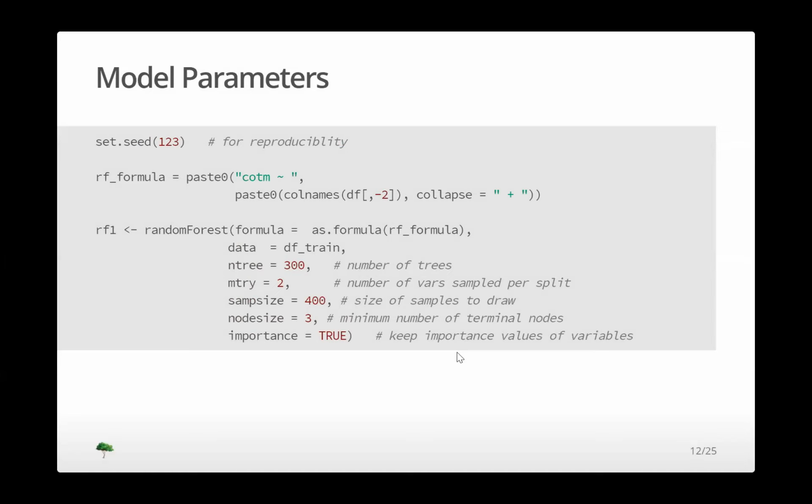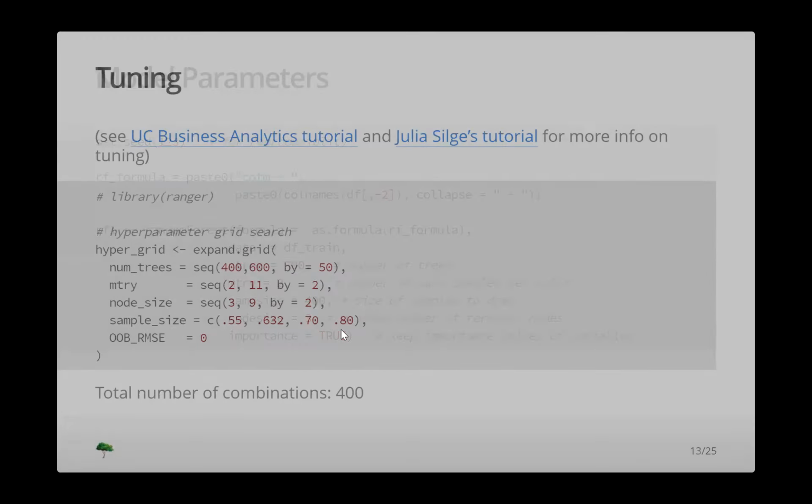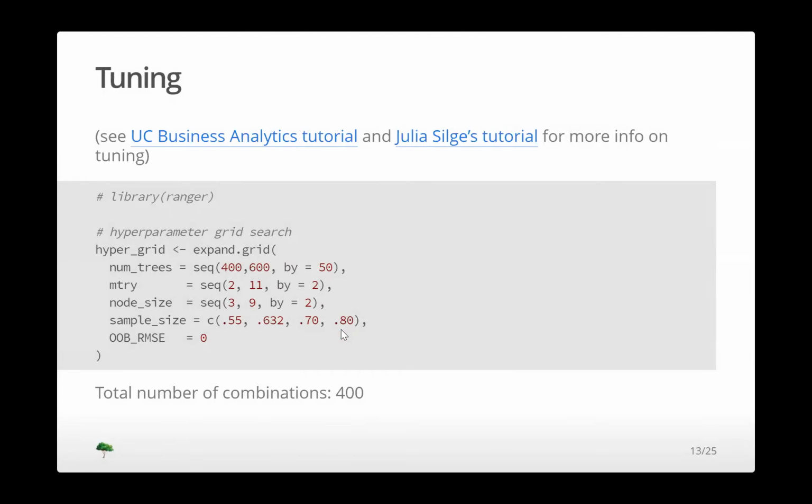So these are parameters that I can give it, but how do I know what values to give it? Well, I can use some tuning approaches, and there are many different ways to tune random forest algorithms. Here's one example using Ranger. With Ranger, you can do a hyperparameter grid search. What this does is you can specify different values that you want to consider and then create the total number of combinations for them.